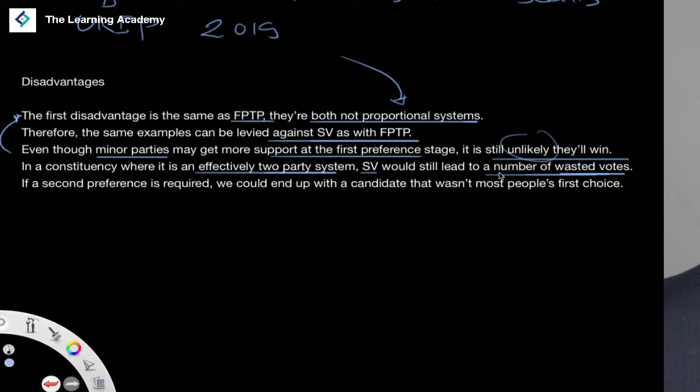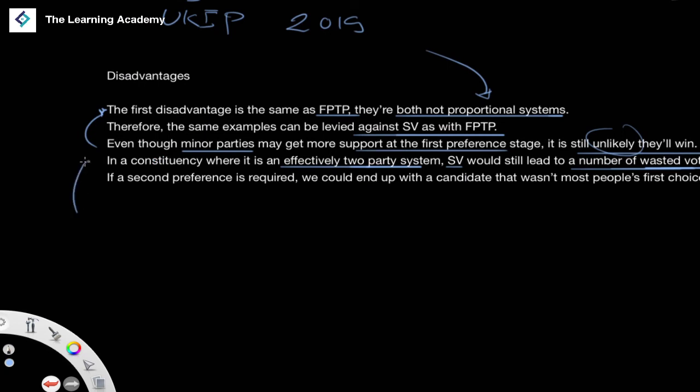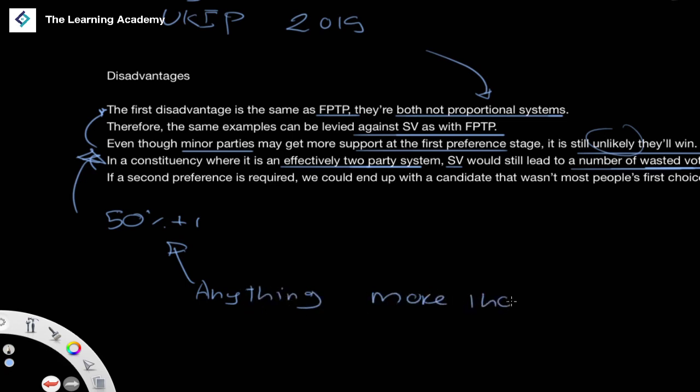There are a lot of people whose votes aren't needed, because even though it's not a plurality system, you need 50% plus 1. Anything more than this will just equal wasted votes.